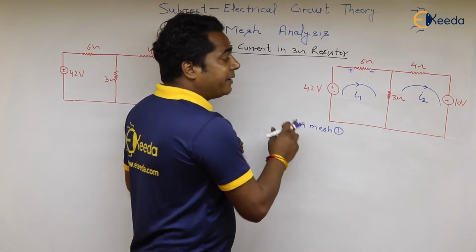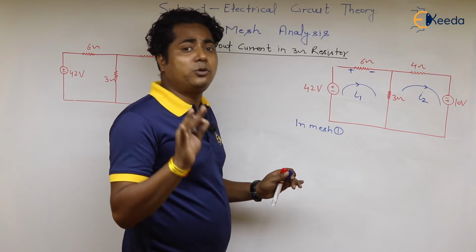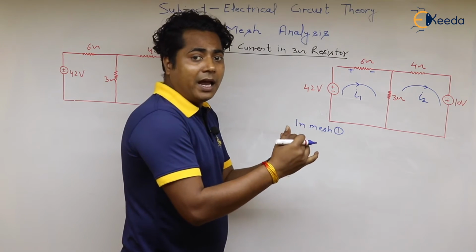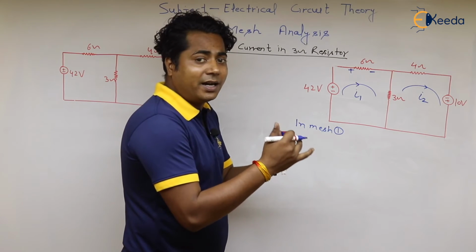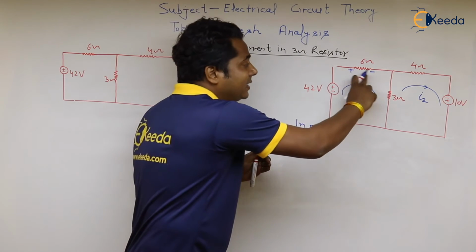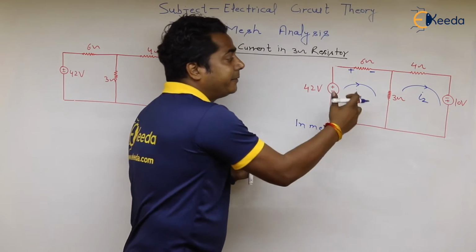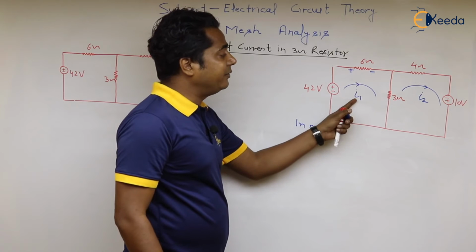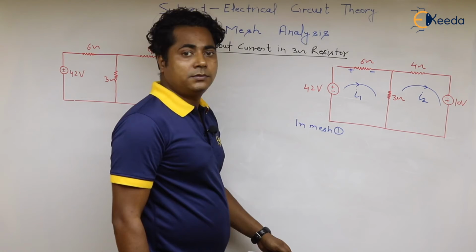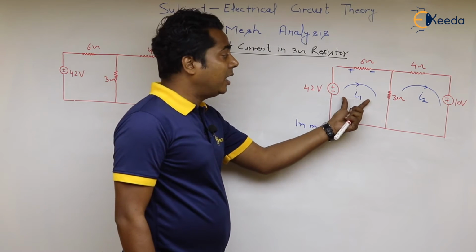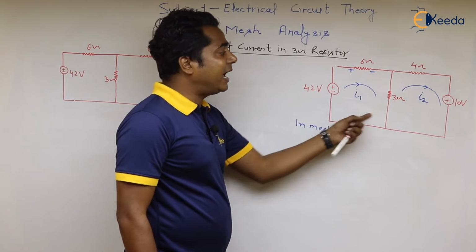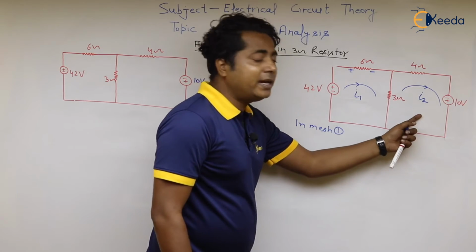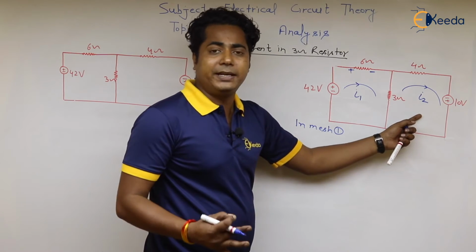The KVL. And one thing we have to keep in mind: whatever mesh we are taking, the current of that mesh will be dominant when we apply KVL. IL will be dominant means the KVL will be written according to I1, meaning I1 is greater than I2. And if we are applying KVL in mesh number 2, then I2 will be greater than I1, simply.